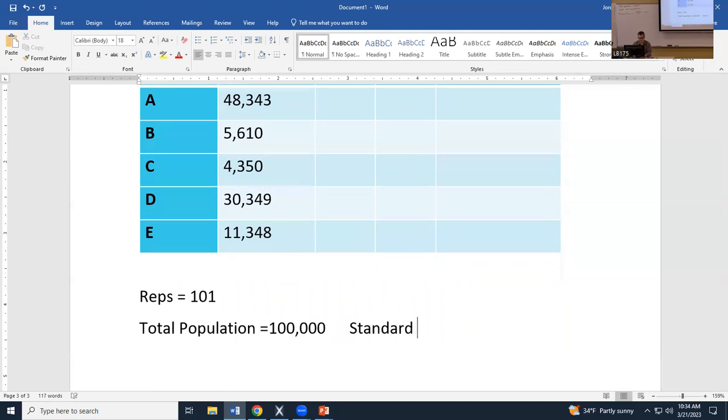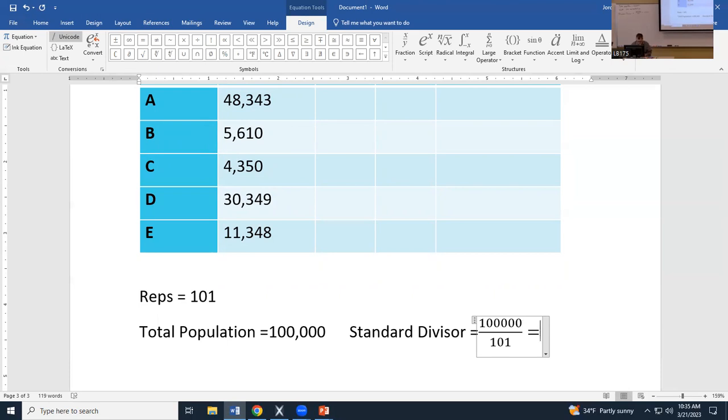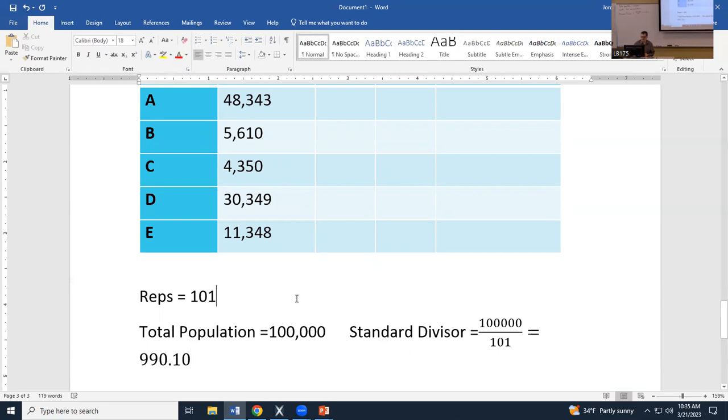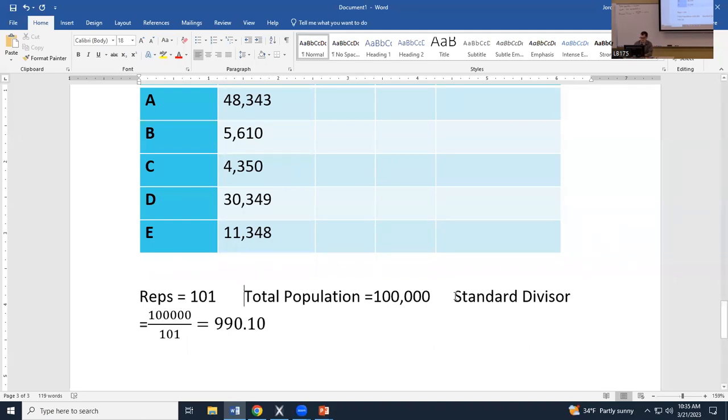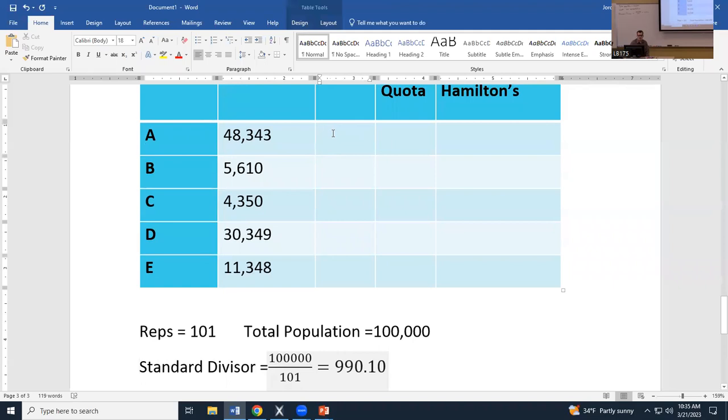So our standard divisor this time is going to be equal to 100,000 divided by 101. If I take 100,000 and divide it by 101, I get 990.099. I'm just going to round that to 990.10. Is that okay? I'll round it to 2 decimal places, in other words. So our standard divisor rounded to 2 decimal places, it's 990.10 or 990.1. So in order to get each quota, I'm going to take each population, and now I'm going to be dividing it by 990.10.